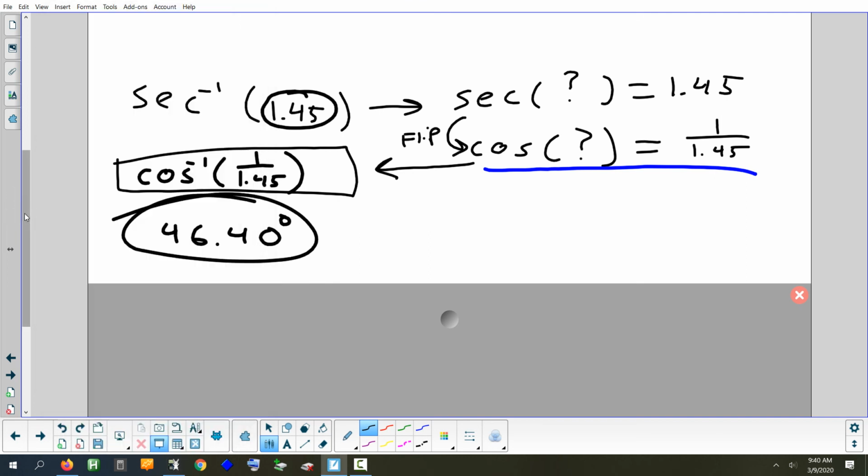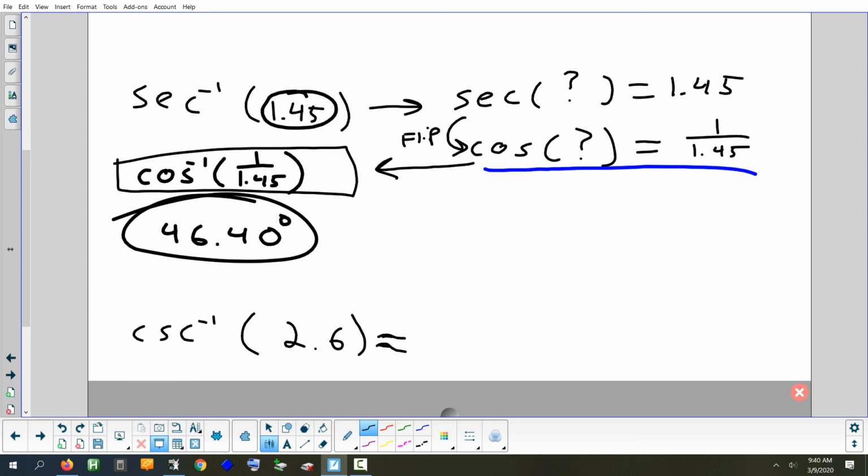Any question on that? And you don't have to worry about getting an answer between 0 and 180. Calculator will always give you an answer between 0 and 180. The only time you have to worry about it is when you use the chart, because the chart has multiple answers on it. Okay. All right, let's try this one.